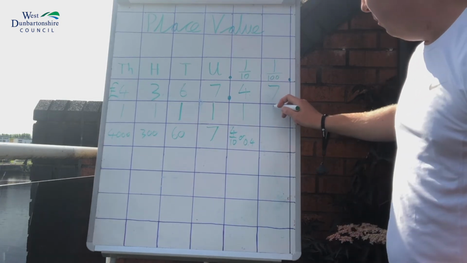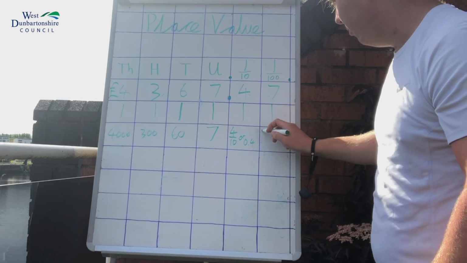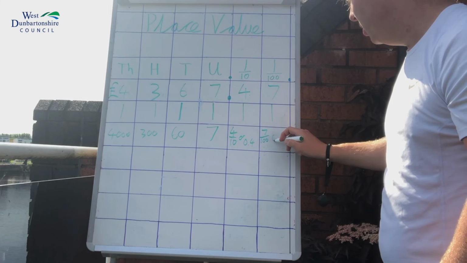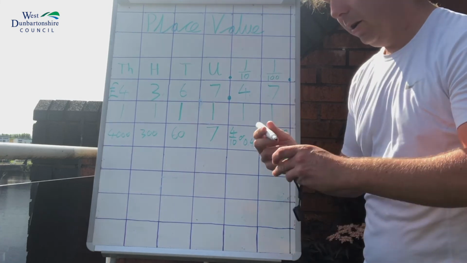Now I can do the same for my final bit here. This is 7 and it's in my hundredths column, so I can write 7 out of 100, or 0 tenths, but 7 hundredths.